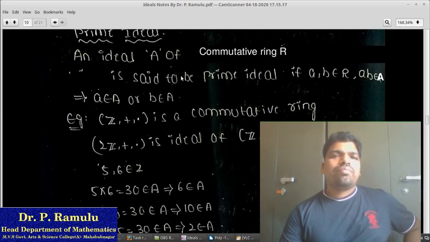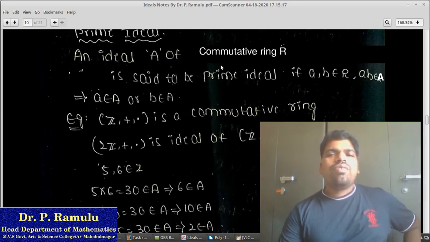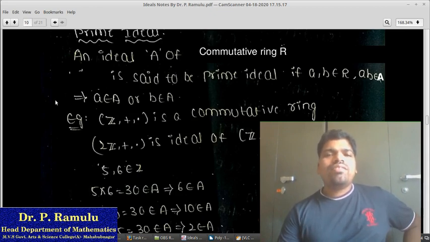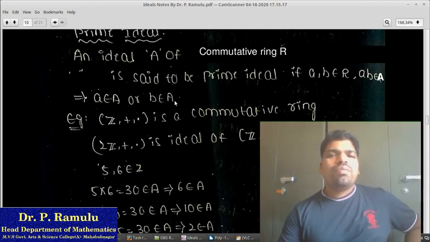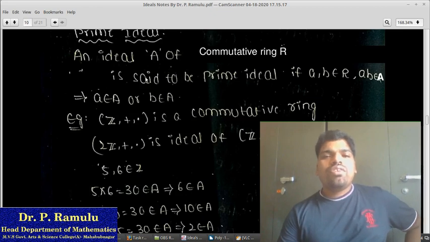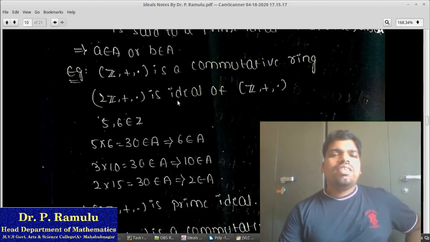Prime ideal. An ideal A of a commutative ring R is said to be a prime ideal if a, b belong to R and ab belongs to A, which implies a belongs to A or b belongs to A. An ideal of a commutative ring R is said to be a prime ideal if I am taking a, b belonging to R, and if I multiply, the result ab belongs to A, then a belongs to A or b belongs to A. For example, I am verifying Z, plus, dot is a commutative ring.